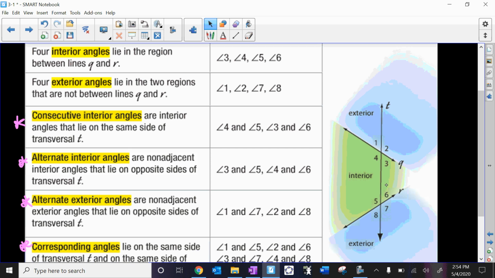Next, we have alternate exteriors. Alternate exteriors would be angles like 1 and 7 and 2 and 8.